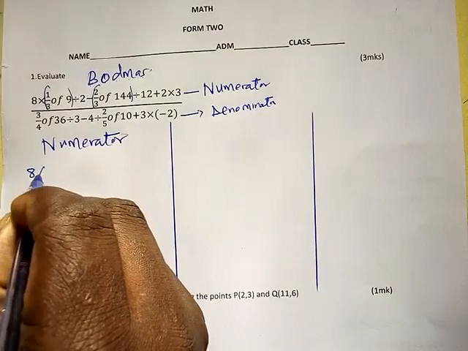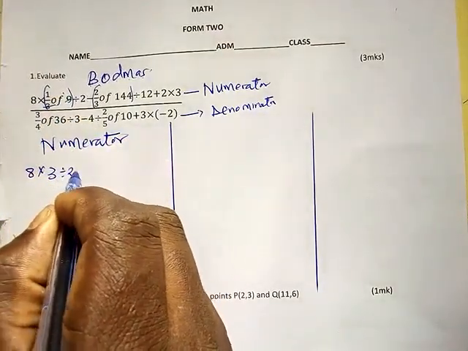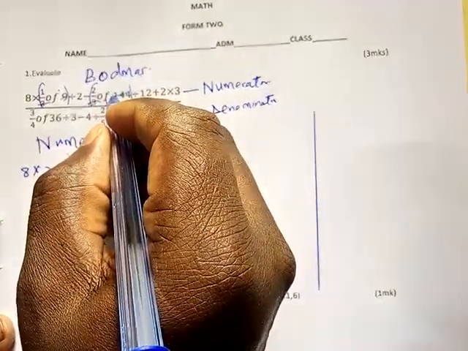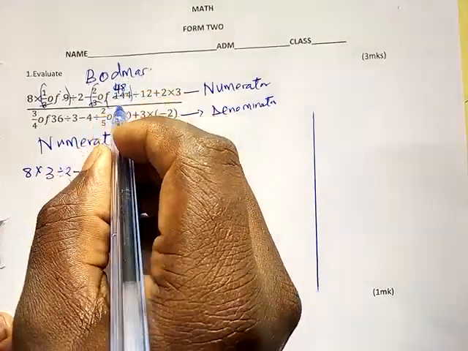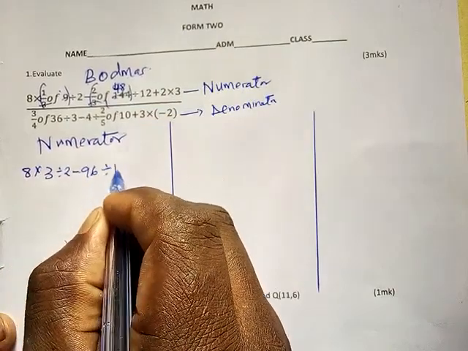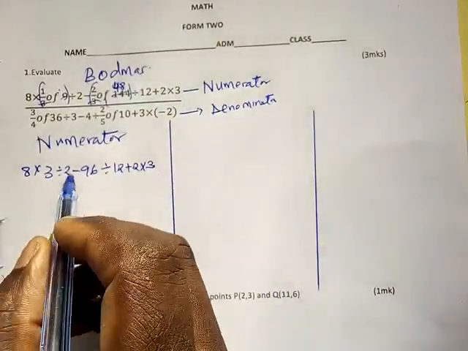So this is 8 times this one here goes to 3 times, divided by 2, minus this here once here 48. So 48 times 2, that one is 96, divided by 12 plus 2 times 3. So we are in the numerator.